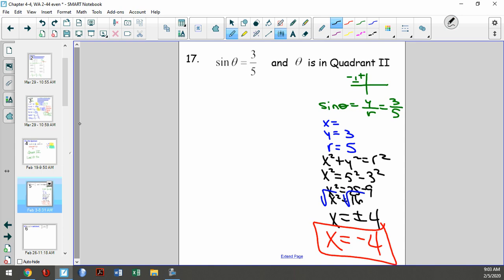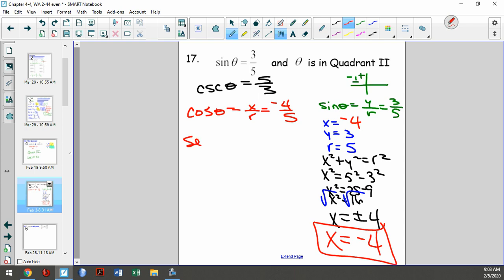So now that I know that x is going to be negative 4, can I find all of the remaining 5 trig functions? Well, since I know what sine is, I immediately know the cosecant. It's 5 over 3. That's a given. So now the cosine of theta is going to be your x over your r, which is going to be negative 4 over 5. Yes?